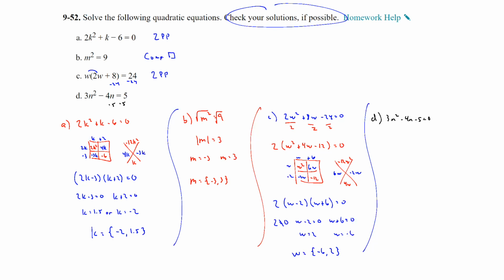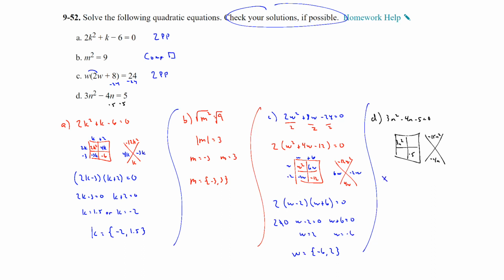And once again, the numbers are nice enough that we can at least look at the possibility of factoring. This would be 3n squared minus 5. So are there any factors that multiply to give you negative 15n squared but add to give you negative 4n? 5 and 3 won't work, and 1 and 15 won't work. So it looks like it's not factorable. Since this is a 3n squared, we don't want to use completing the square. So it looks like we're going to be using the quadratic formula on this one.